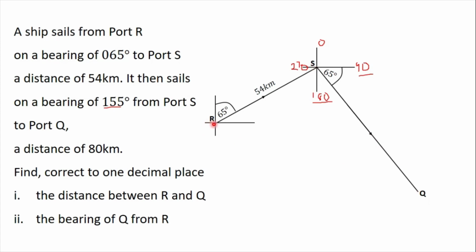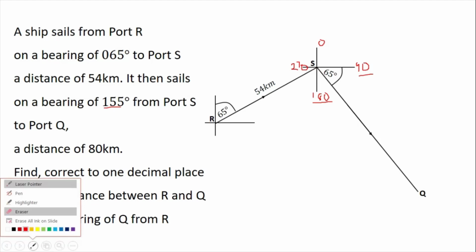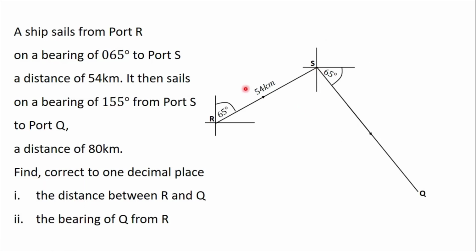So in the first part of the journey, it started from R to S. Then the second part of the journey, it started from S to Q. So you have been able to illustrate this information here on the diagram. It says that from port S to port Q, a distance of 80 kilometers. So from port S to port Q is 80 kilometers.